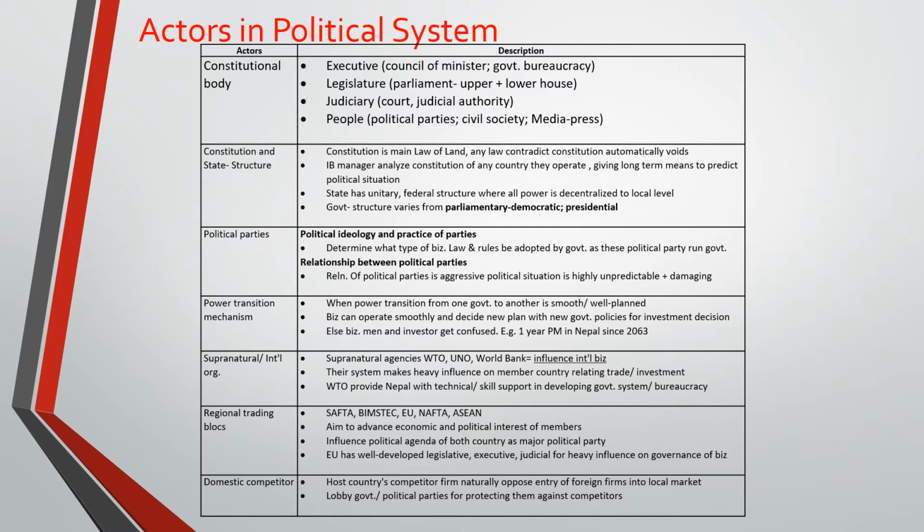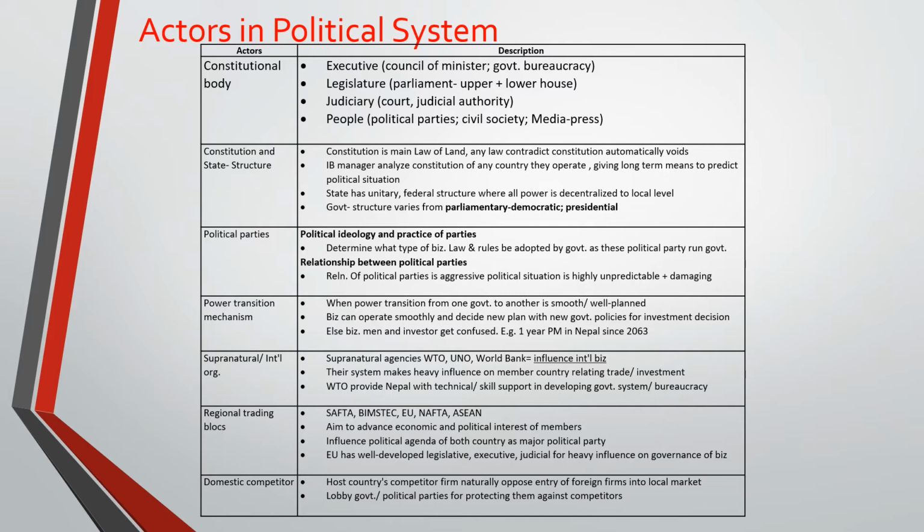Next there is the relationship between the political parties, where the relation of political parties is aggressive. The political situation is highly unpredictable and damaging. Next is the power transition mechanism, where the power transition from one government to another is smooth and well planned. Business can operate smoothly and plan for the new government policies so investment decisions can be made, else the businessman or investor gets confused. For example, in the case of Nepal, there has been one prime minister each year on average since 2063.